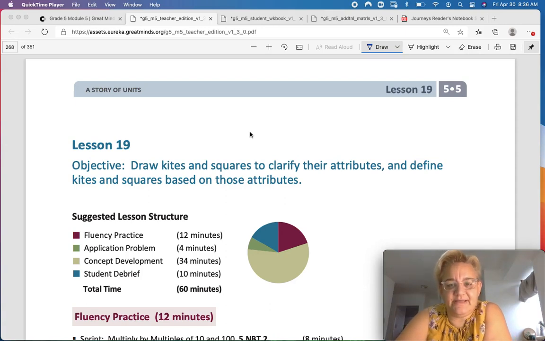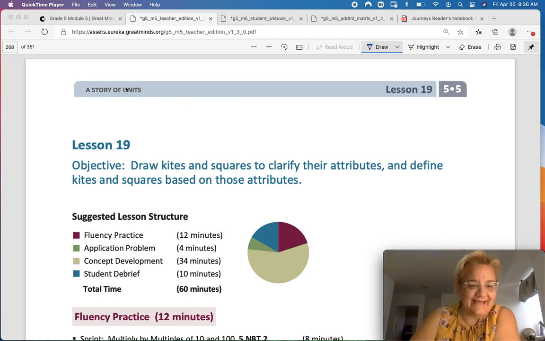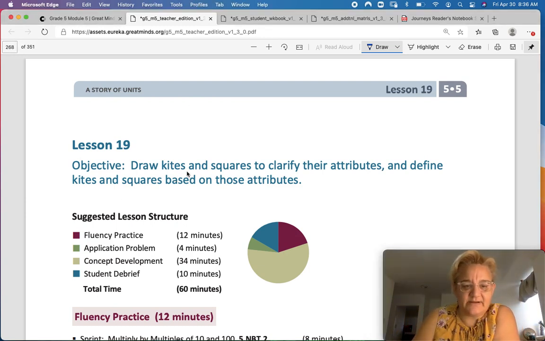This is Eureka Math. We are in Module 5. This is Lesson 19, and we're continuing with shapes. Yesterday we did rectangles and rhombuses. The day before that we did parallelograms, and the day before that, trapezoids. So today we're going to talk about kites and squares.